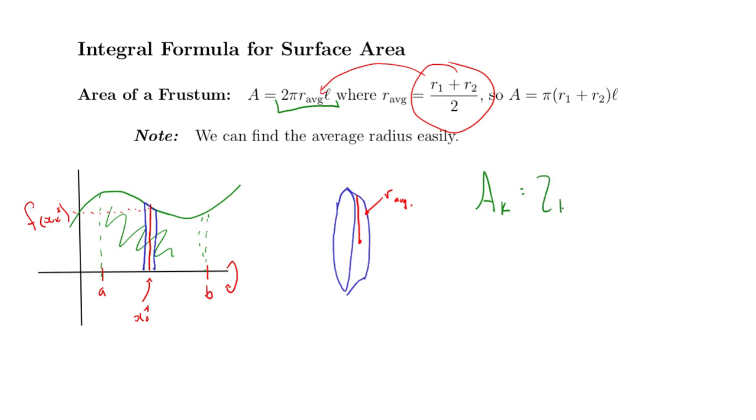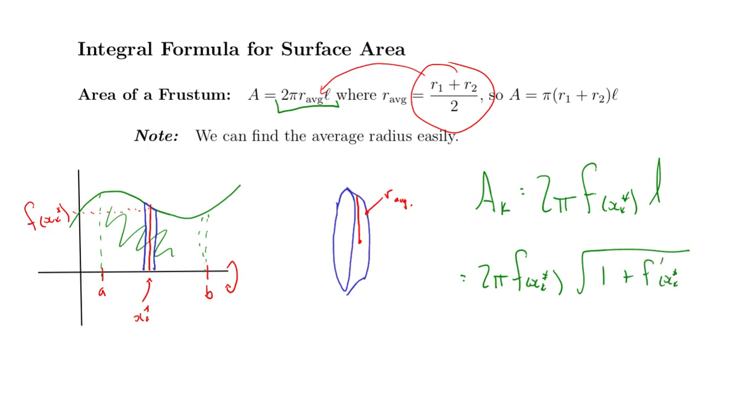That's going to be 2 pi times f of x k star times the length of that curve. Well, and the nice part is that we've already built the length of that curve. That's the arc length, which we can approximate on that subinterval using a straight line approximation, and it looks like this. Oops, I want my delta x in here. So now notice the delta x part is baked into our arc length. That's the part that's going to have us set this up as a Riemann sum.